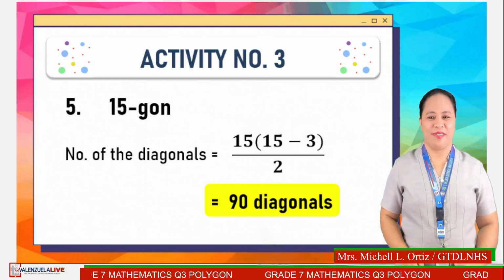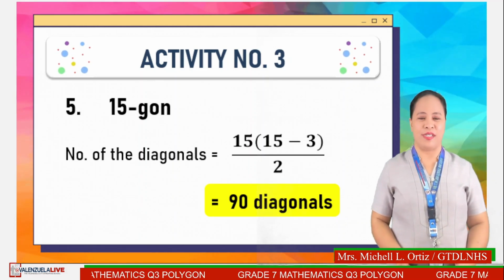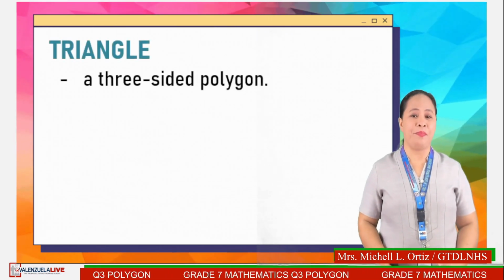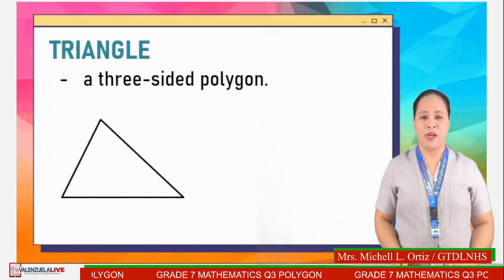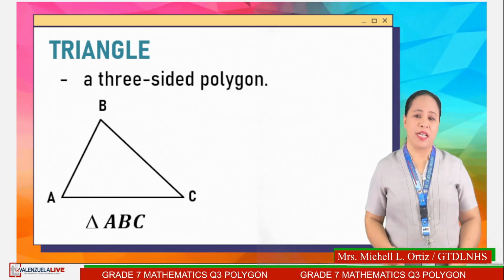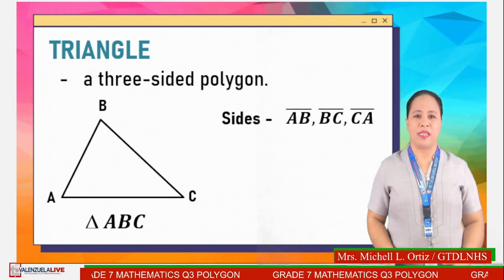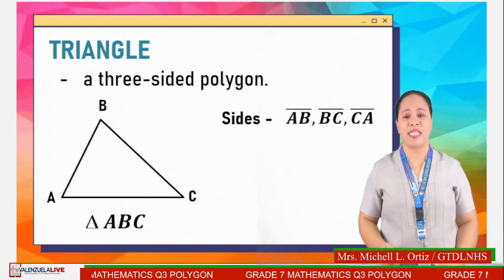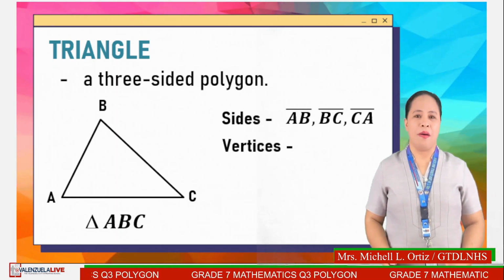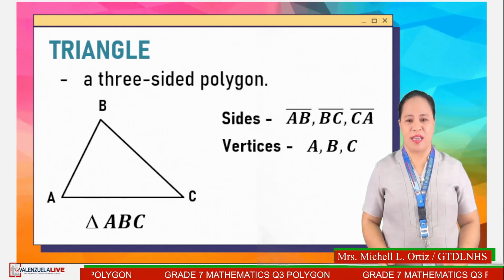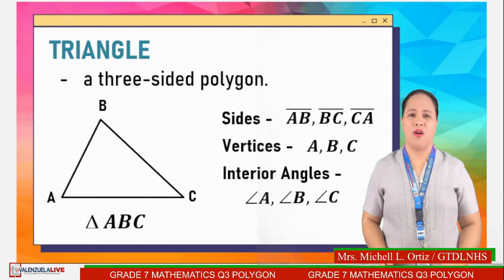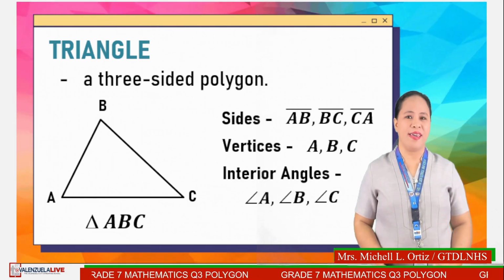You get them all correct? That's great. Let us now proceed with the next lesson, the triangle. A triangle is a three-sided polygon. For example, we have triangle ABC. Sides of triangle ABC are segment AB, segment BC, and segment CA. The vertices of triangle ABC are points A, B, and C. The interior angles of triangle ABC are angle A, angle B, and angle C.